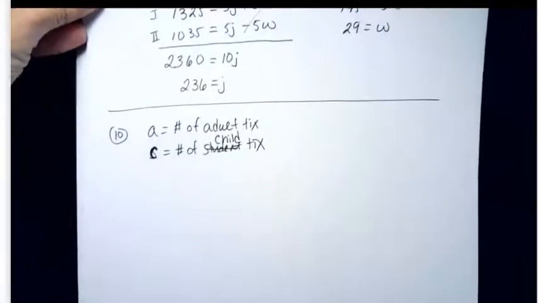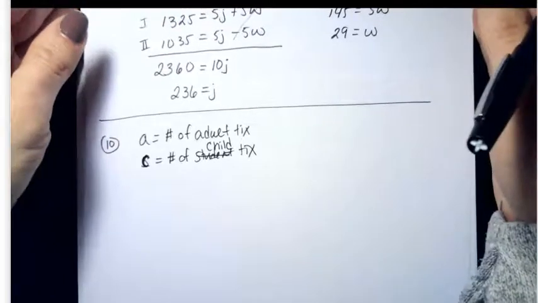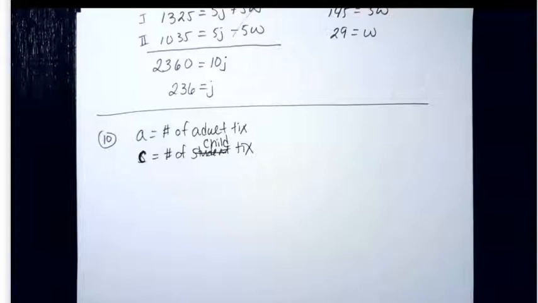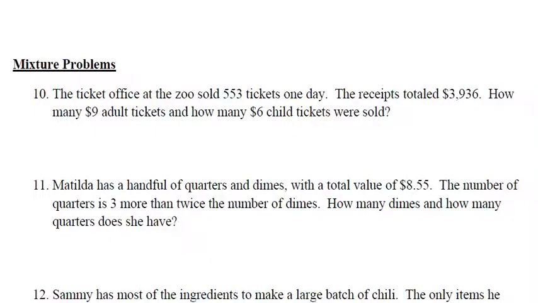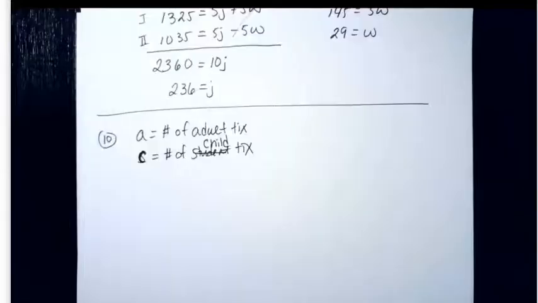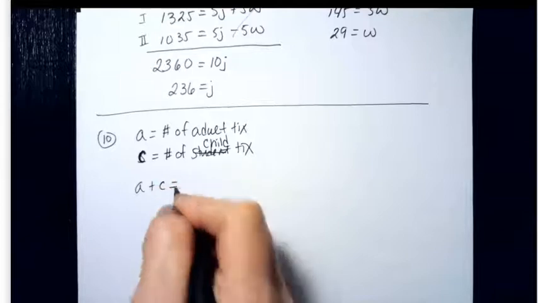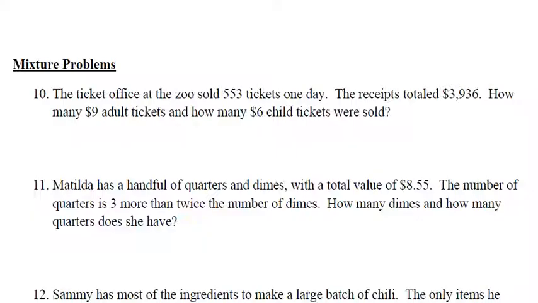Alright, so we're going to have two equations. One equation is going to talk about the amount of money that was made, and the other equation will talk about the number of tickets sold. It's the same kind of idea that we looked at last time. So we sold 553 tickets in one day. That means the number of adult tickets plus the number of child tickets, A plus C, has to equal 553.